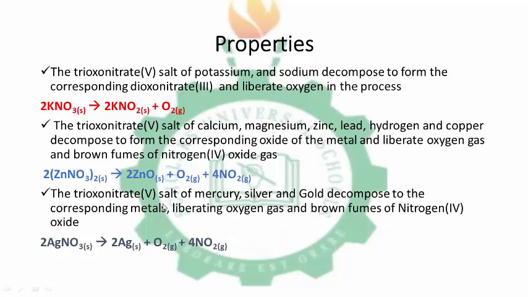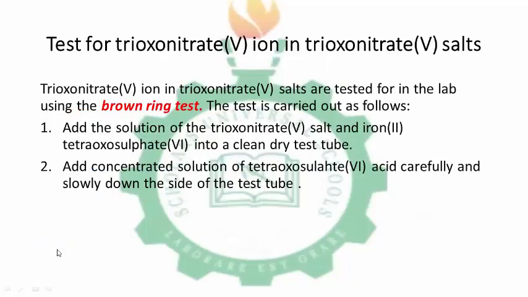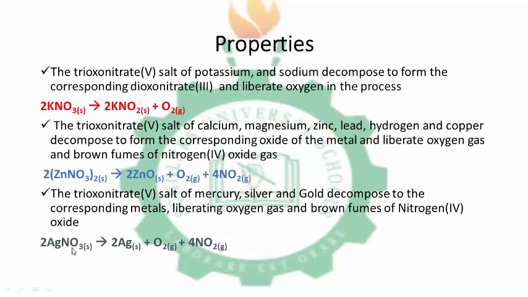Now the triazonitrate salts of mercury, silver and gold will decompose to give the corresponding metal and also liberate oxygen gas and also form brown fumes of nitrogen 4 oxide gas. Now this silver nitrate for an example, when heated, it forms the metallic silver, liberating oxygen gas and also liberating brown fumes of nitrogen 4 oxide gas.